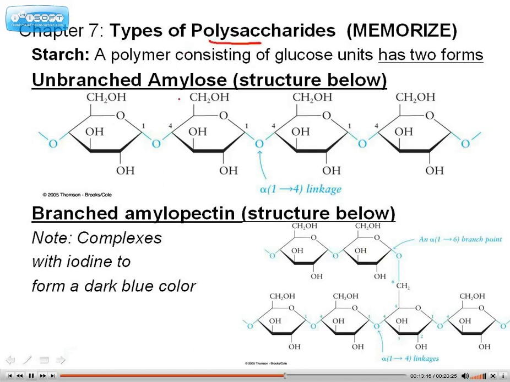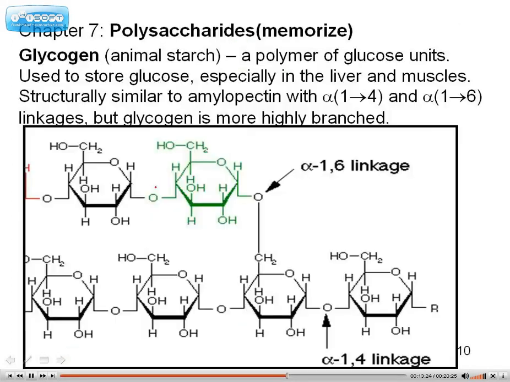Polysaccharides. Now, notice this is a repeating. Whoops. Man, I hate this pen.